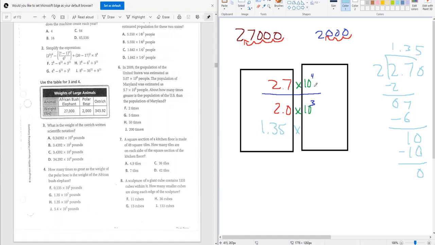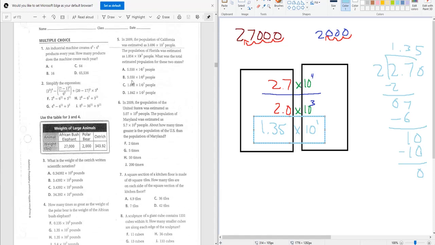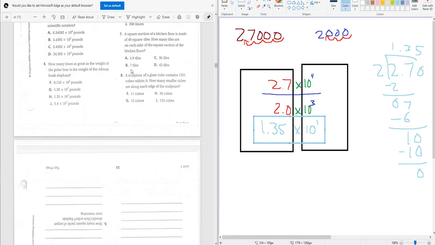10 to the 4 divided by 10 to the 3 is 10 to the 4 minus 3, which is 1. So this is my final answer. 1.35 times 10 to the 1. Cool. Don't worry about these. I'm not going to ask you about them.